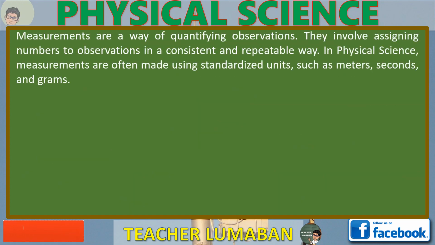Measurements are a way of quantifying observations. They involve assigning numbers to observations in a consistent and repeatable way. In physical science, measurements are often made using standardized units, such as meters, seconds, and grams.